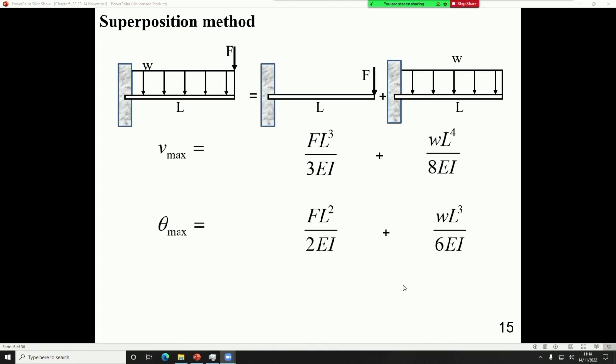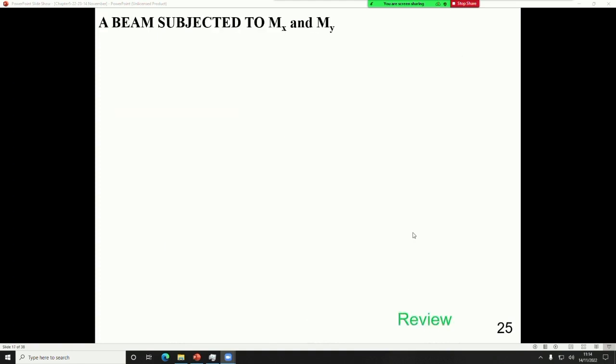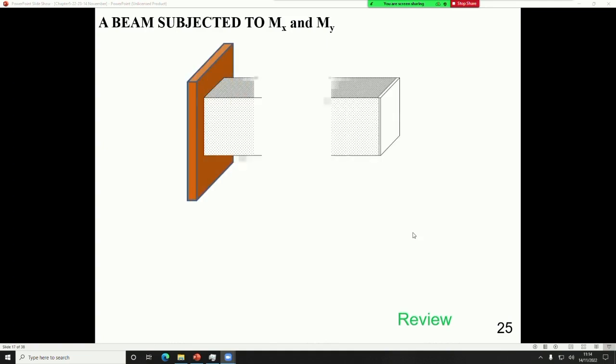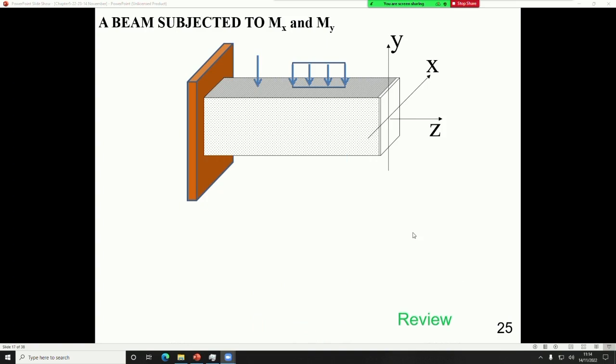Now we move on to slide 25 I showed you last week. If I've got a beam which is subject to a series of forces in the YZ plane and a series of forces in the XZ plane, again we use a superposition rule. The forces applied in the YZ plane apply bending moment about the X axis. And the forces applied in the XZ plane apply bending moment about the Y axis.